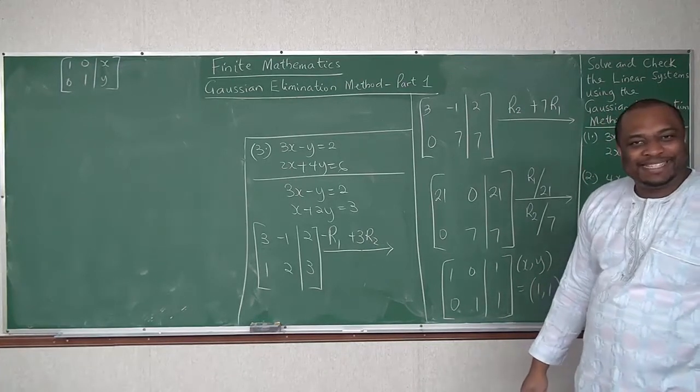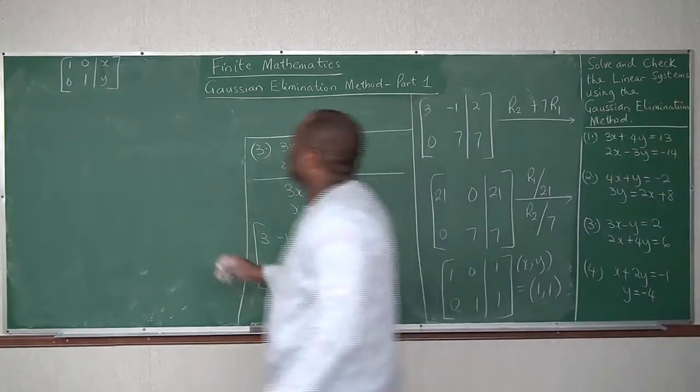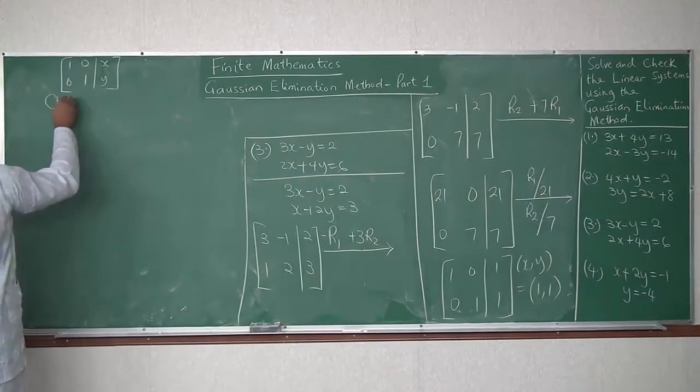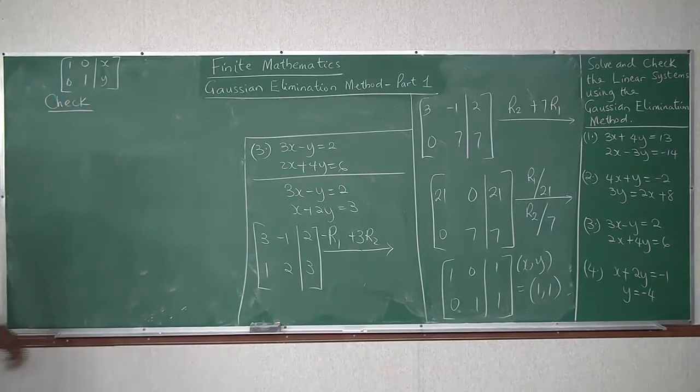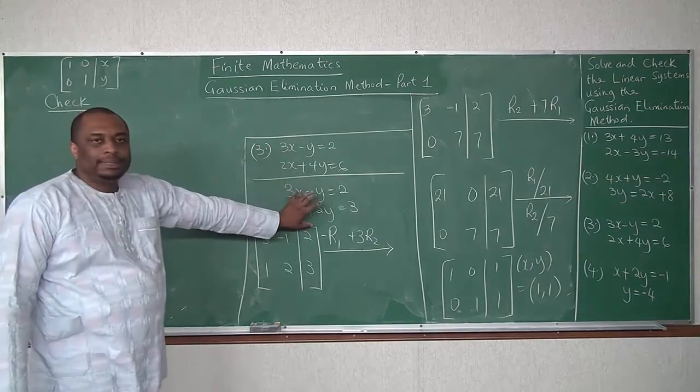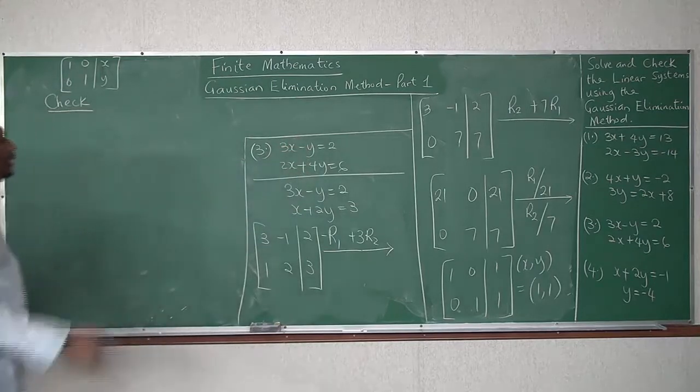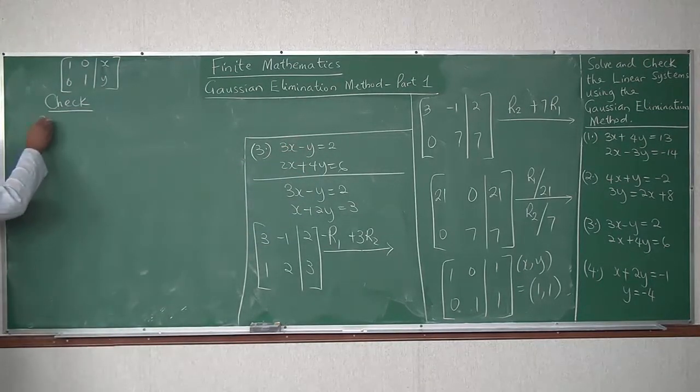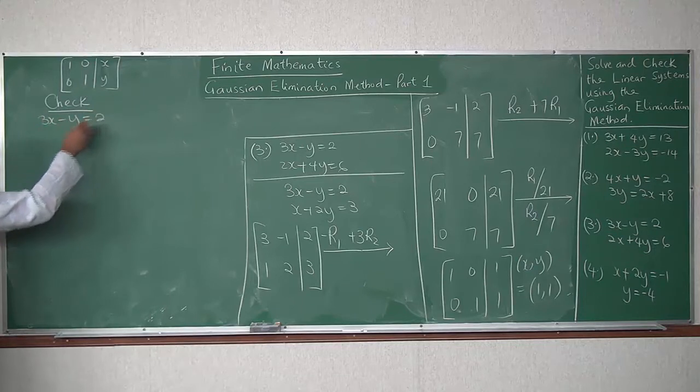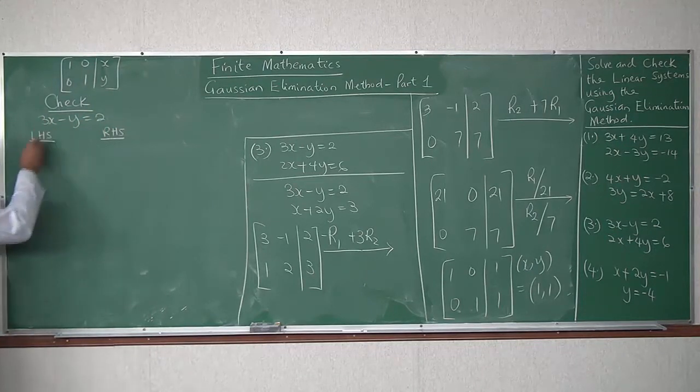What do we do next? Check our work. So we check with what? The main equation. And this is the main equation, not this. We check with the main equation. Let's check with the first equation. 3x minus y is 2. Left hand side, right hand side. Left hand side is 3x minus y. Right hand side is 2. So this is 1, 1. 3 times 1 minus 1. 3 minus 1, 2. 2 on the left, 2 on the right.